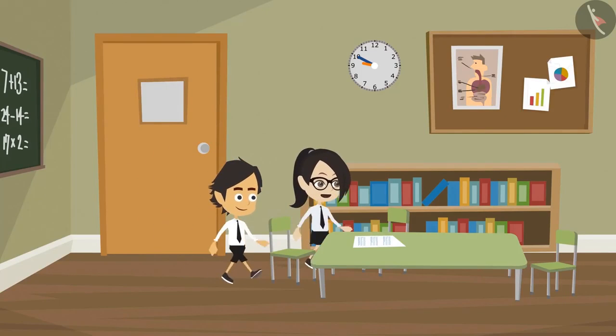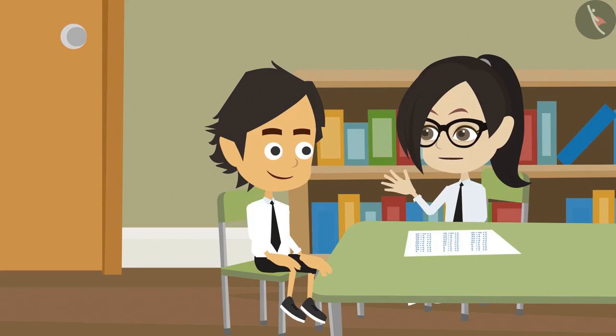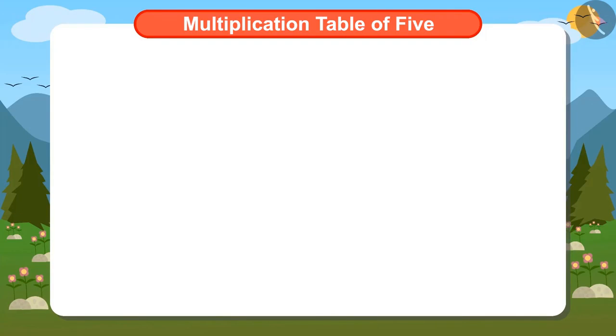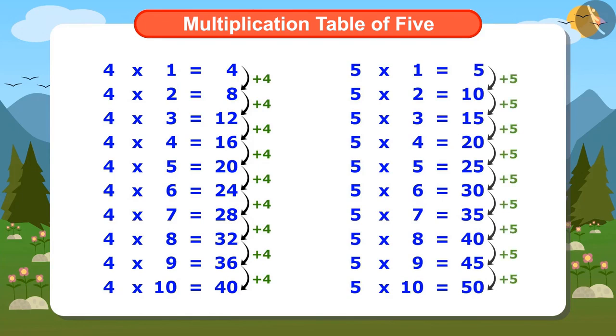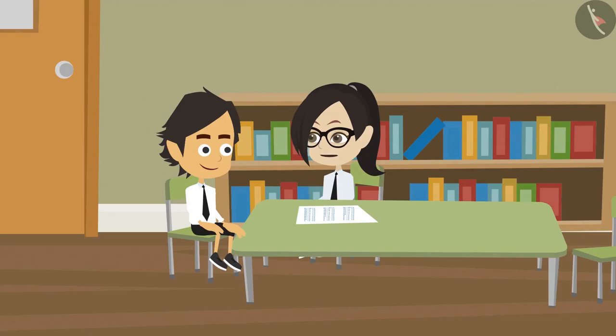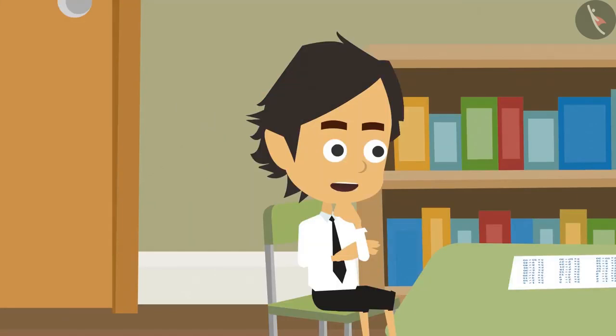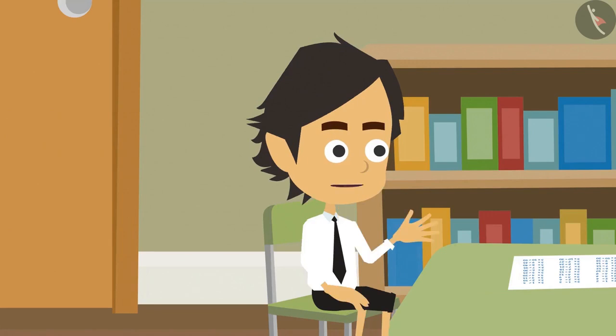Yes, I will do this now. But how did you write the multiplication table of 5? The multiplication table of 4 is written by adding 4 repeatedly. In the same way, the multiplication table of 5 is written by adding 5 repeatedly. But I used the multiplication tables of 2 and 3 to write the table of 5. How do you write the multiplication table of 5 with the help of tables of 2 and 3?